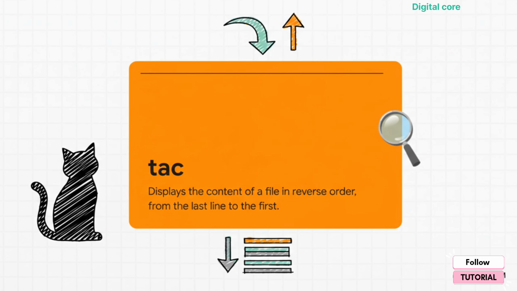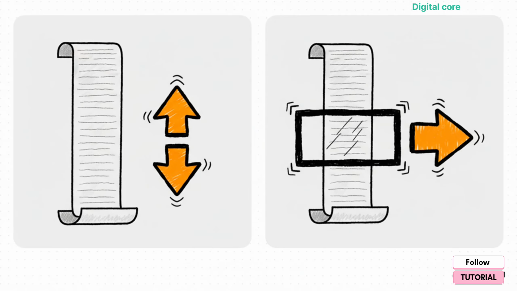Okay, next up, we've got a command with a pretty clever name, tac. It's literally cat spelled backwards, and that is exactly what it does. It shows you the entire file, but it starts from the very last line and works its way up to the top. And this is super useful for stuff like log files, where all the newest information is right at the very bottom.